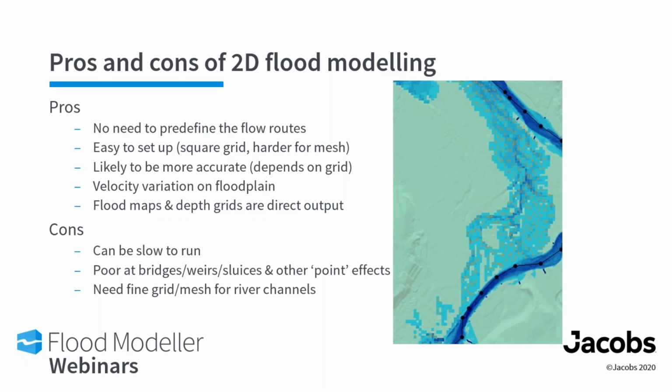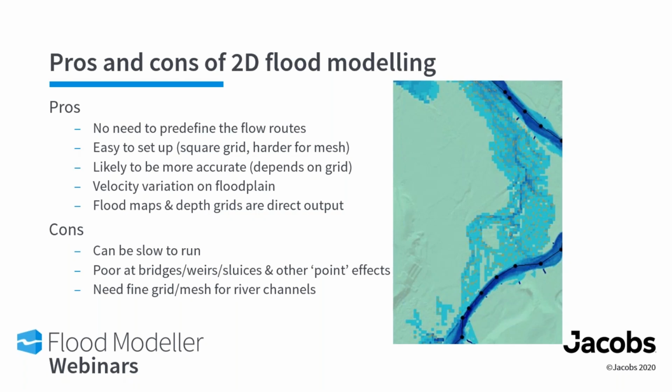What's against 2D models? Well, they can be slow to run. There's a lot more calculations it's doing, so it's slow. It can slow things down. There's various methods that software providers use to try and speed it up, but generally they are still slow. They're not running in seconds. They're running in minutes, hours, days, and even weeks for some of the big 2D models.